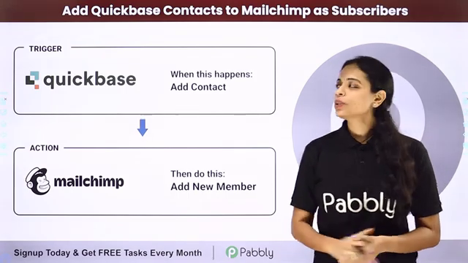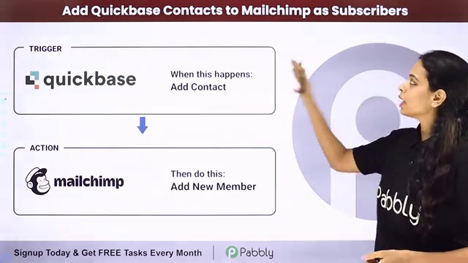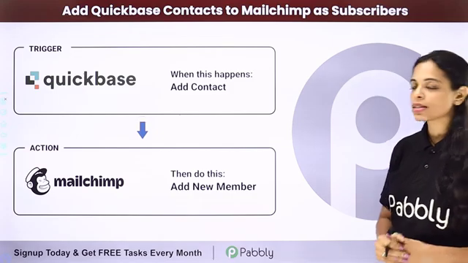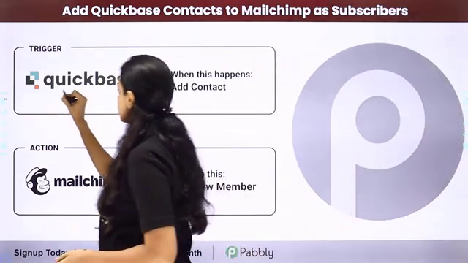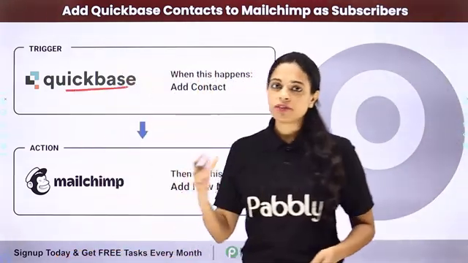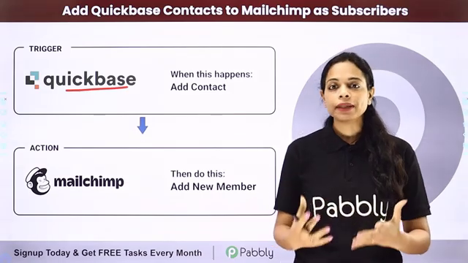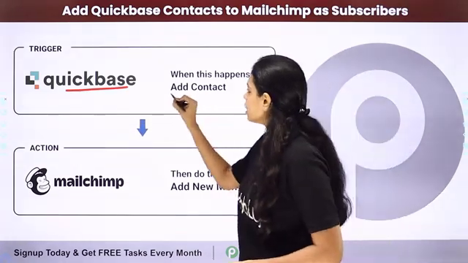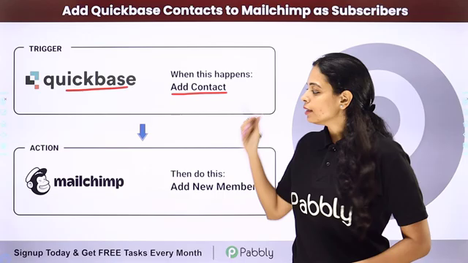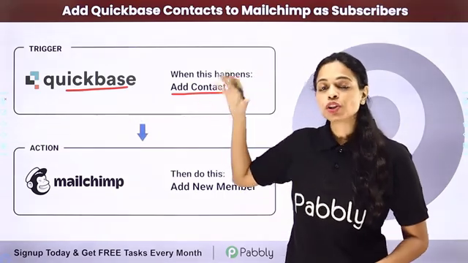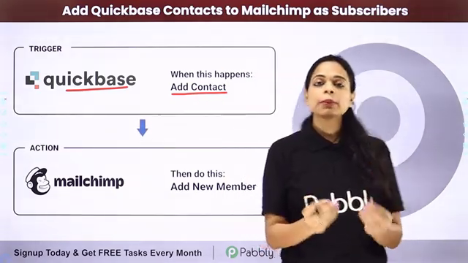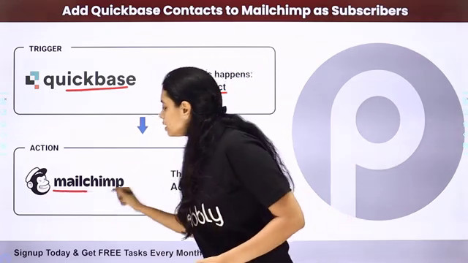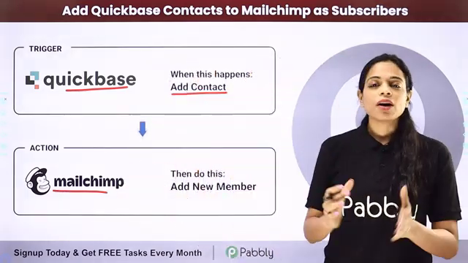In this video, we are going to see how to add Quickbase contacts to Mailchimp as subscribers. So let's say that you're using Quickbase, which is a cloud-based software where you can create custom applications. And here, every time a contact is added, you want the same contact to be created as a subscriber on Mailchimp, which is an email marketing platform. How can you do this?